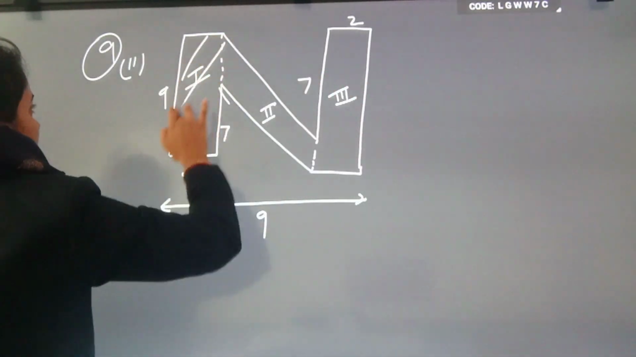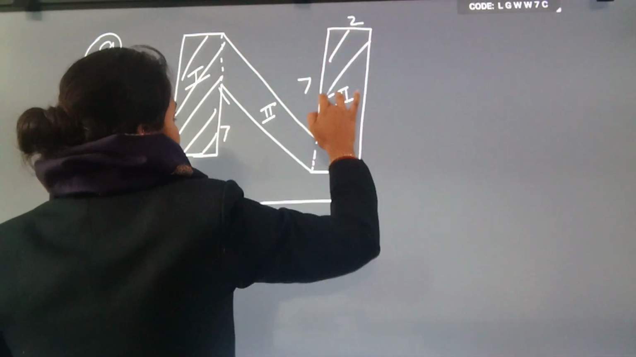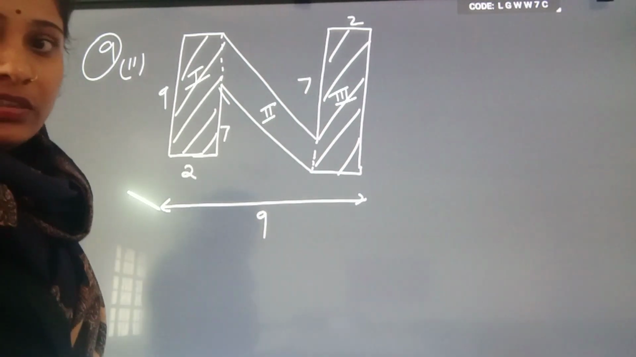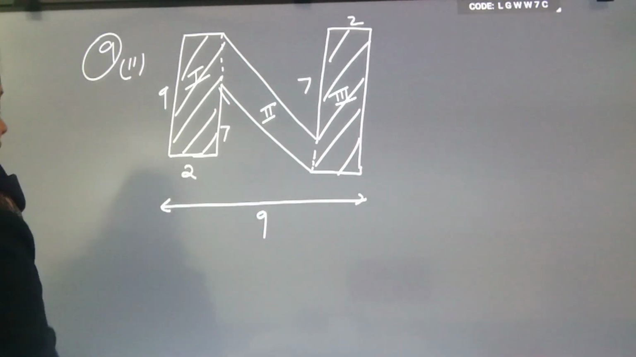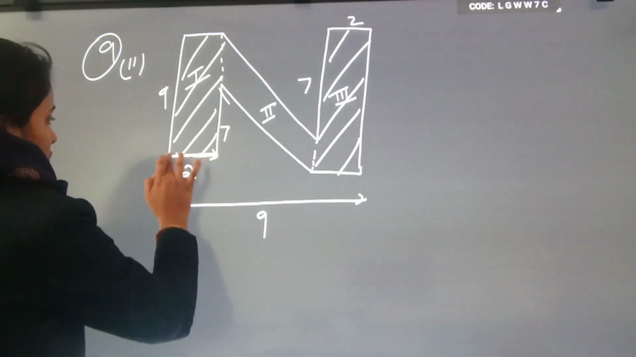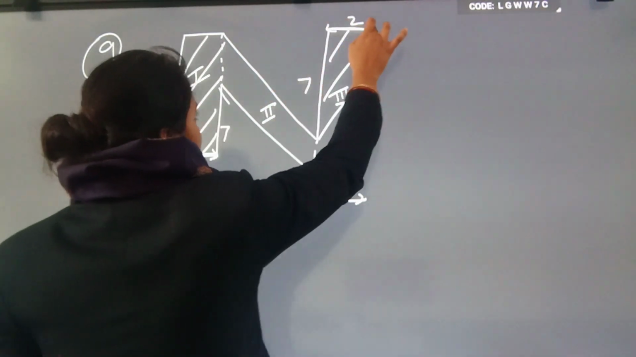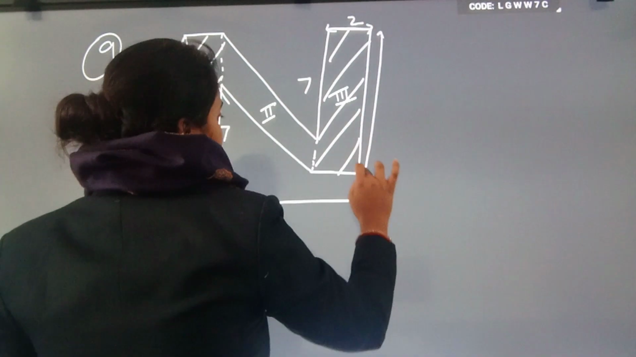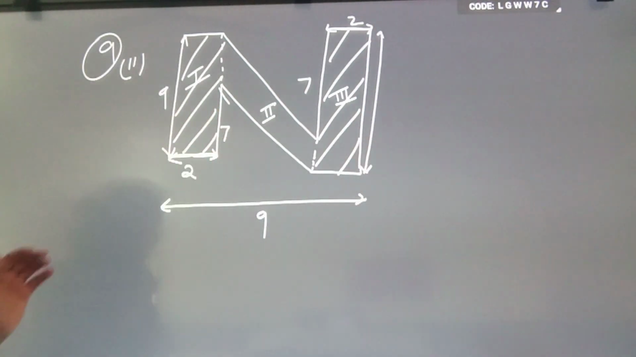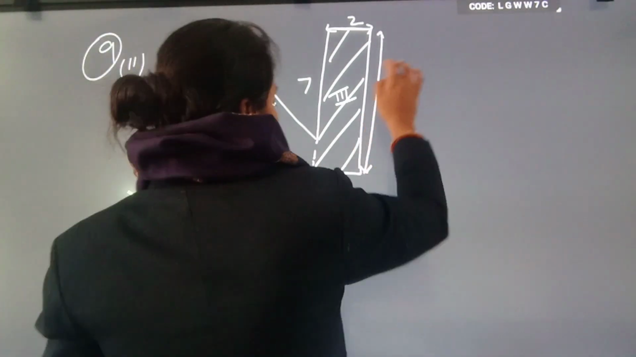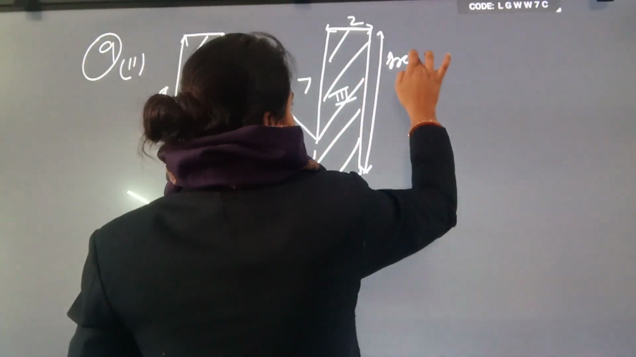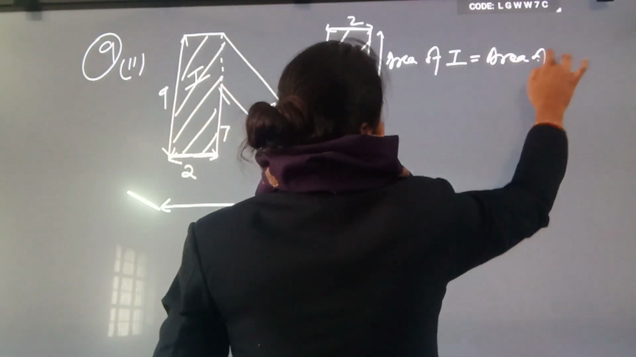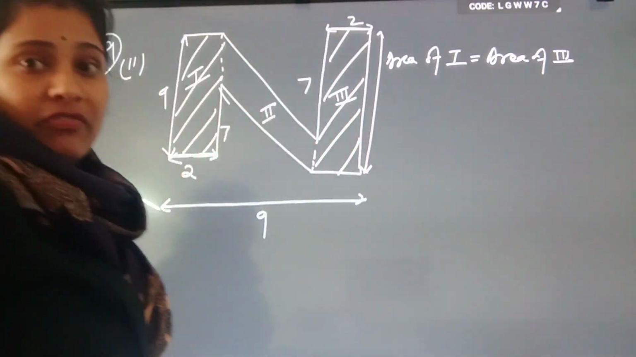Can you see this figure and this figure? They both are in the shape of a rectangle. First and third, they both are rectangles. Breadth is given as 2 for this and for this, and length is given as 9 for this as well as for this. So whatever the area of the first figure is, the same will be the area of the third figure. Area of first is equal to area of third, because they both are rectangles.